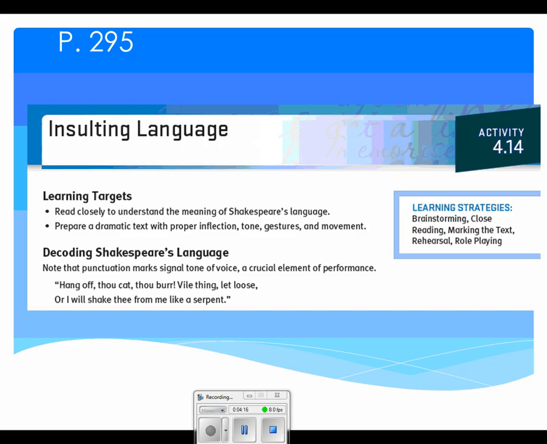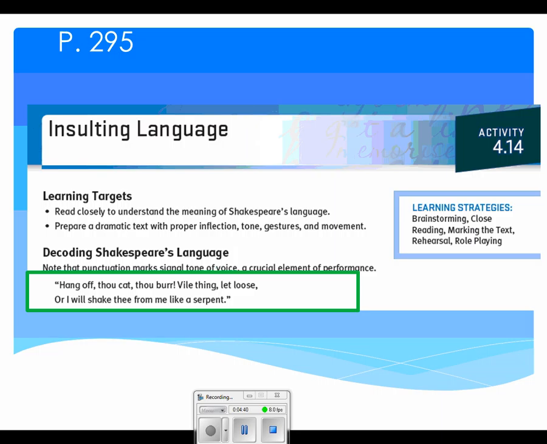All right, not every single word that you're going to perform is something that you're going to know precisely what you're saying. We don't have the time to do that. We only have a few weeks. But what we do need to do is kind of look for some simple decoding ideas. So you have this line. This hang off thou cat thou burr.